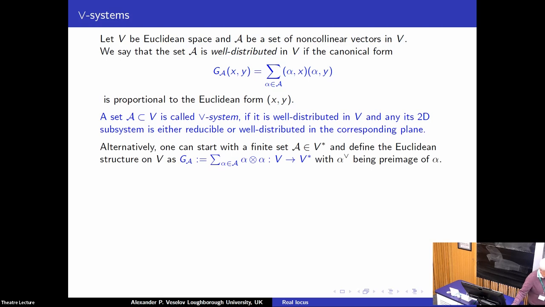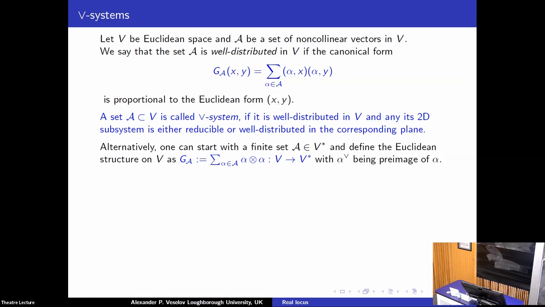So it could be that if you reduce it to a plane, then you have just two orthogonal vectors, right? And they need not be the same length. So this is allowed, and this is a problem. So if you consider any two-dimensional restriction, any two-dimensional subsystem, then you have either well distributed or reducible, right?